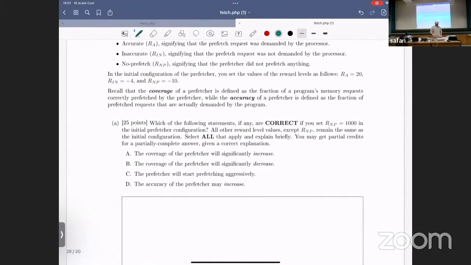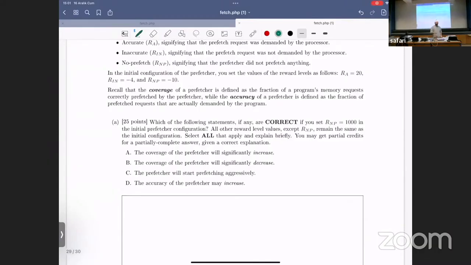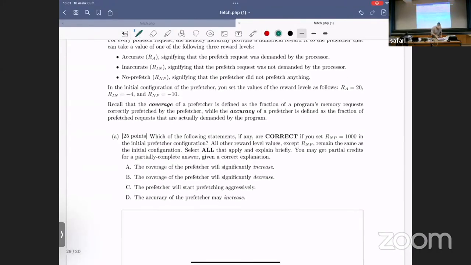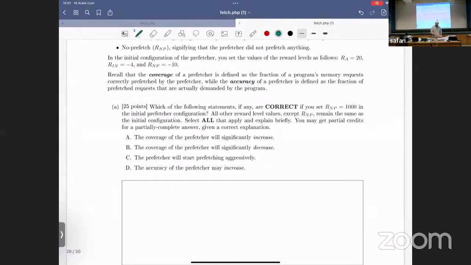So, if we give a reward to a no prefetch action, we have two actions basically, either prefetch or not prefetch. We do not prefetch, and we give a reward of 1000 compared to 20 and -4 for the prefetch actions. Then which of these would happen? Is there a chance, for example, that we will have a higher coverage by prefetching less? If we give a higher reward for not prefetching, this means that our prefetcher will learn that, okay, if you don't prefetch, we're fine. Prefetch less, for sure.